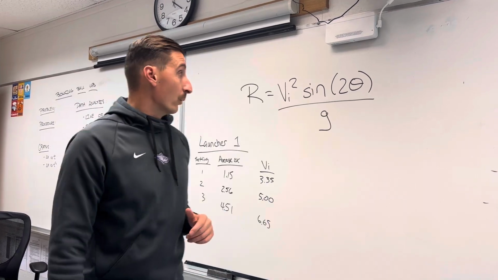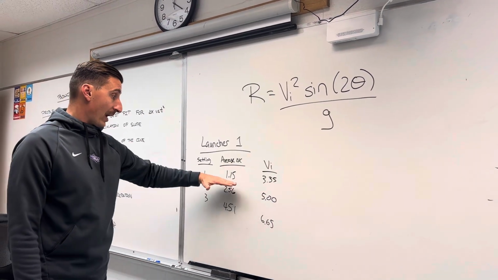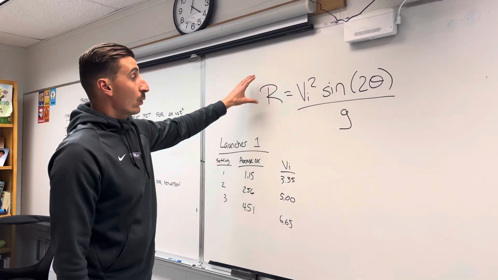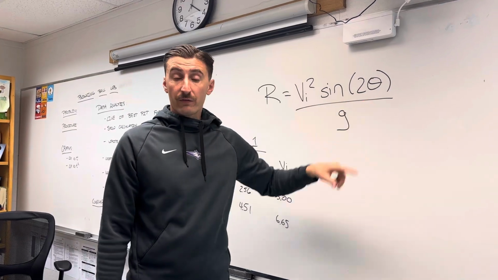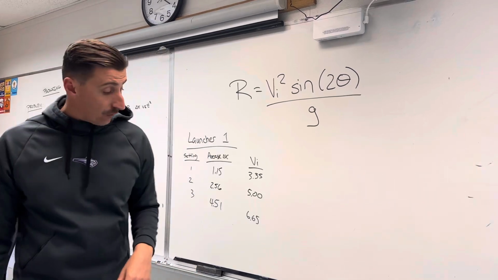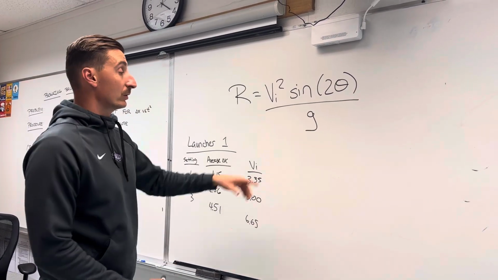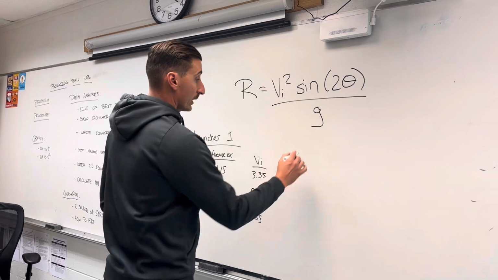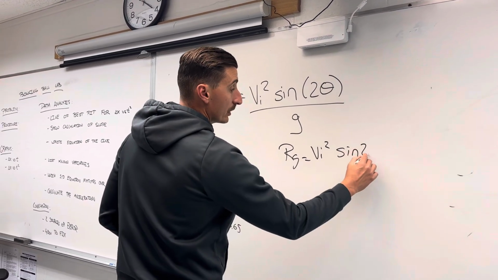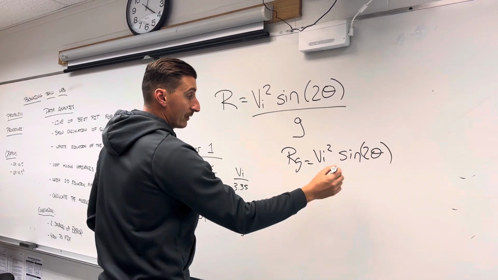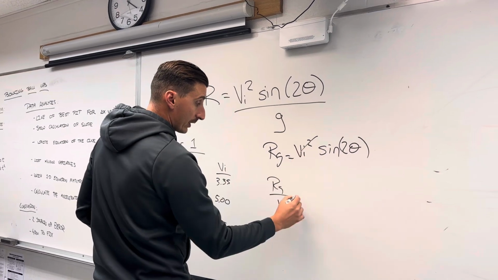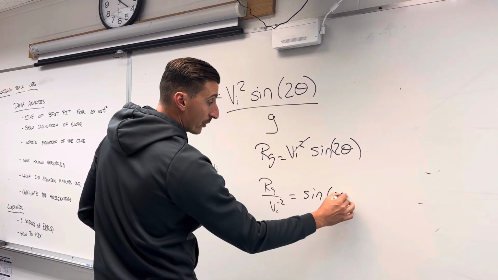We have our data, we have our average delta x and velocity initial. These are the key things that we're going to use. We need to solve for theta because we have to figure out what angle we're going to launch at. So we're going to manipulate this equation for theta. First, I'm going to multiply by g, so I get rg equals vi squared sine 2 theta. Then I divide by vi squared, which cancels that out, so rg divided by vi squared equals sine 2 theta.